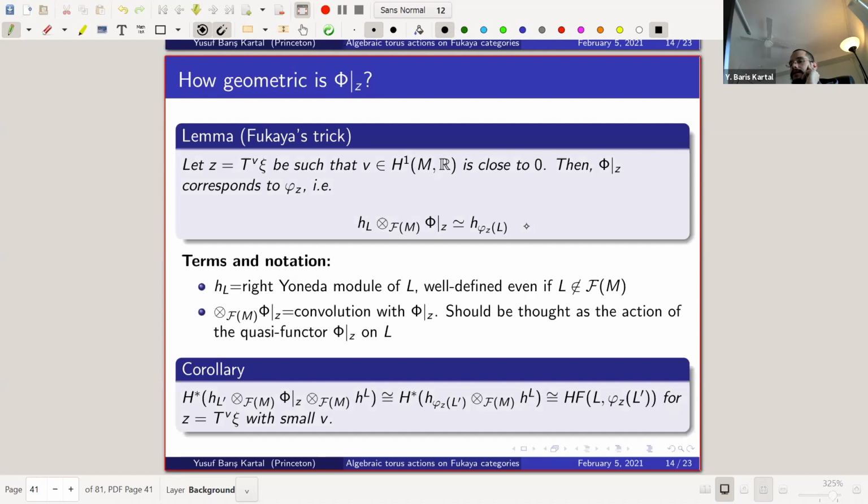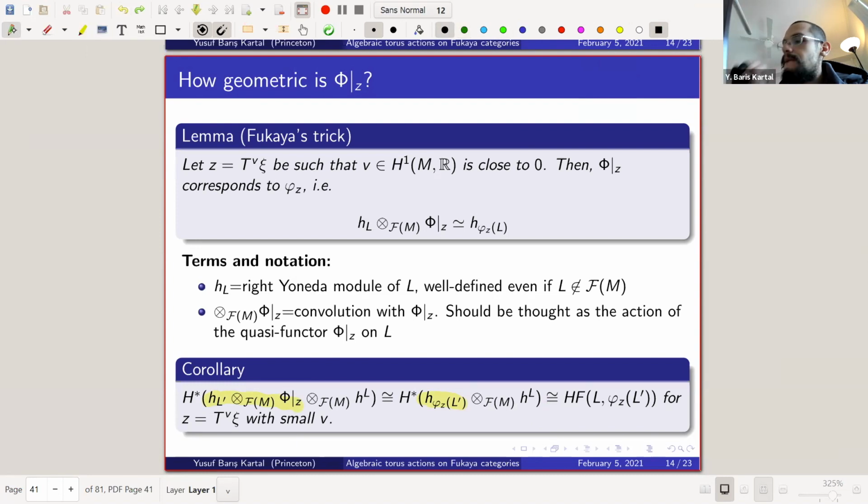And the corollary of the lemma is the following. H star of this triple tensor product here is the Floer homology. So let me explain this maybe. By the lemma, this part is the same as this part. And when I take the tensor product over the Fukaya category with HL, this part is just abstract nonsense.